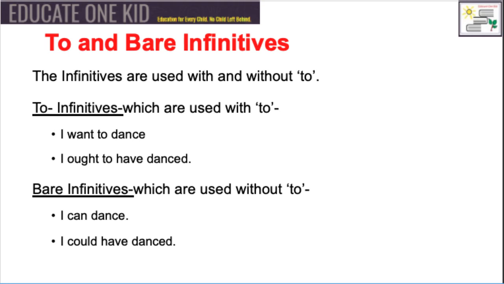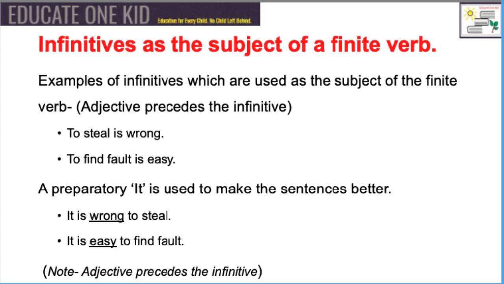This is another type in which the infinitives are the subject of a finite verb. The examples, as we can see below, in which the adjective precedes the infinitive. To steal is wrong. To find fault is easy. A preparatory it is used to make the sentences better. For example, it is wrong to steal. It is easy to find fault. Note in the above sentences, the adjective precedes the infinitive.